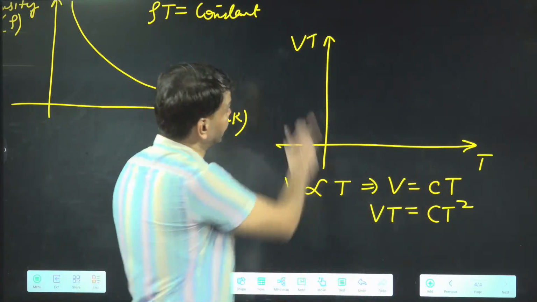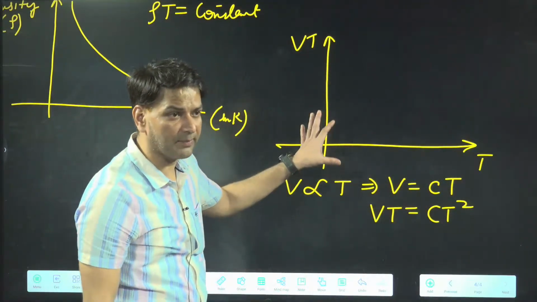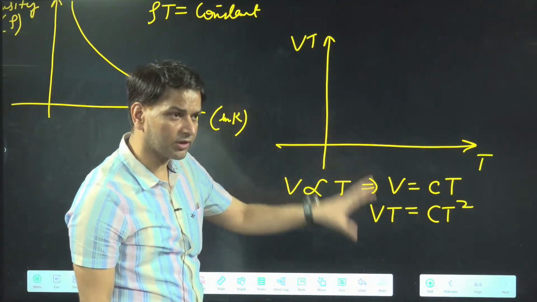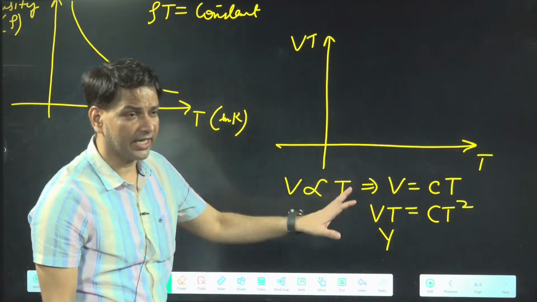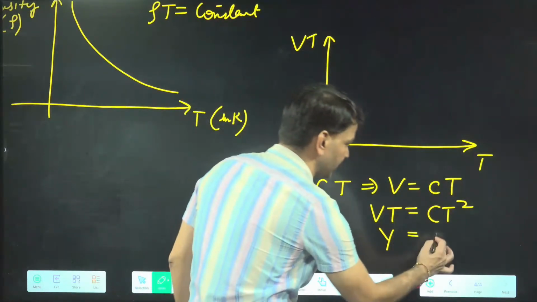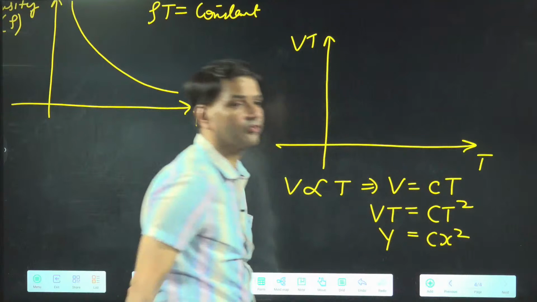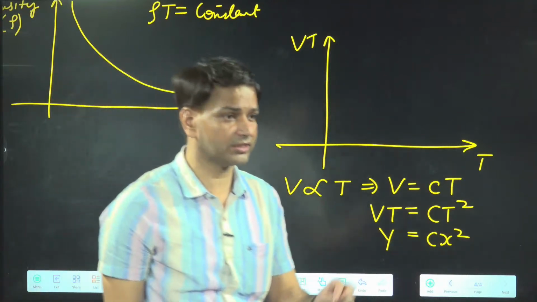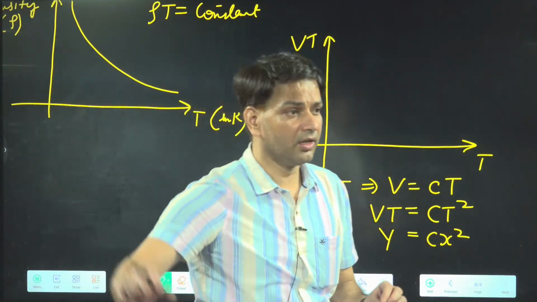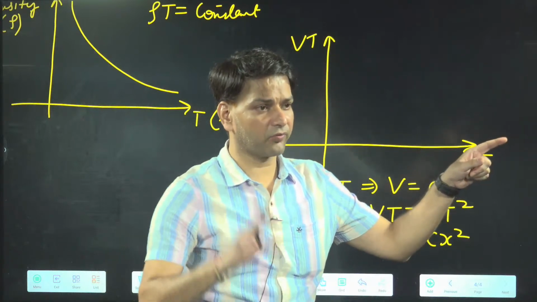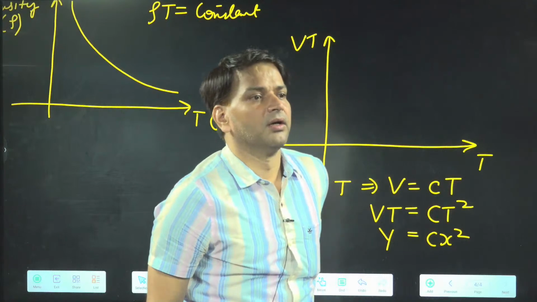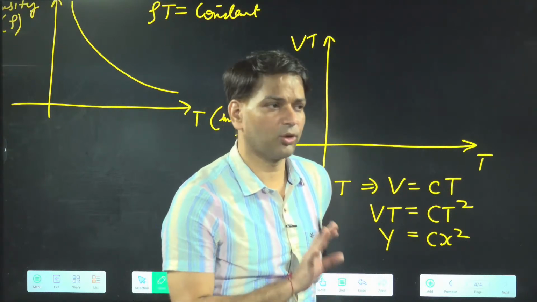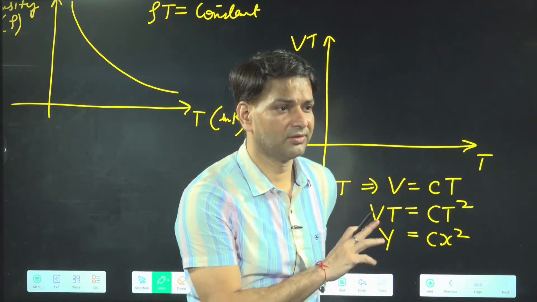Now Vt I am plotting on y, so whichever quantity I am plotting on y, I will replace by y. T I am plotting on x, so I will write Cx square. So I got y is equal to Cx square. You have learned in basic mathematics: when one variable has power 1 and the other has power 2, it is a parabola. Understood? Everybody knows how to draw a parabola.